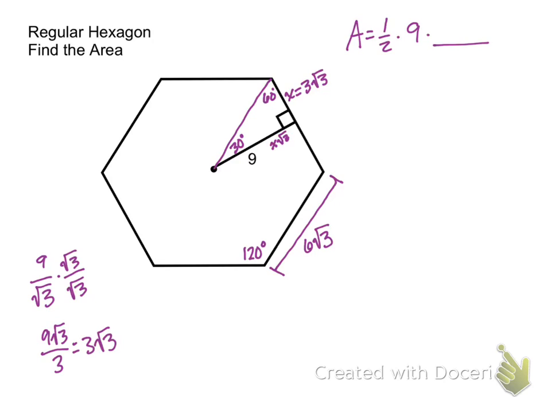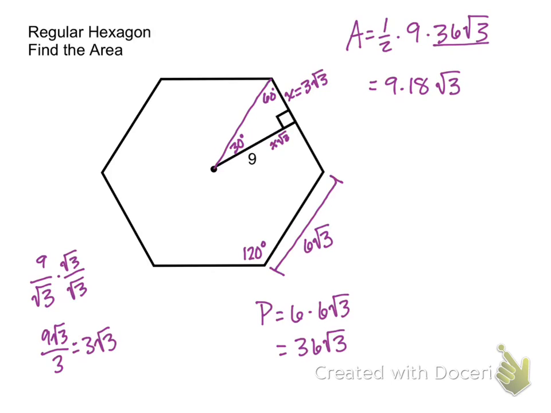And there are 6 sides in a hexagon. So we have to multiply 6 times 6 square root of 3, which is 36 square root of 3. And we're going to multiply that up here as well. 1/2 times 36 is 18. 18 times 9 is 162. Keep the square root of 3 units squared. And there's our answer.